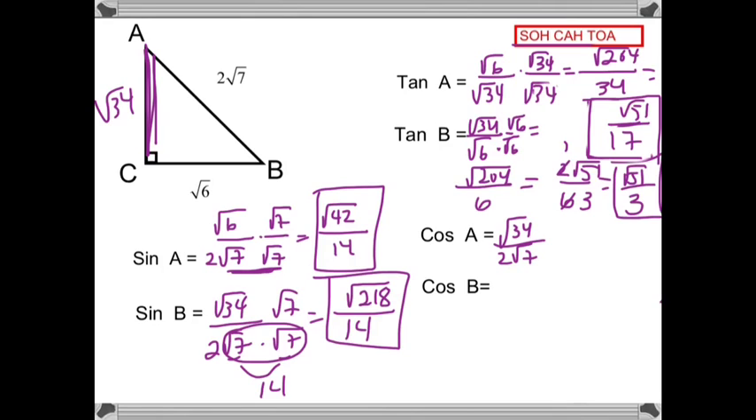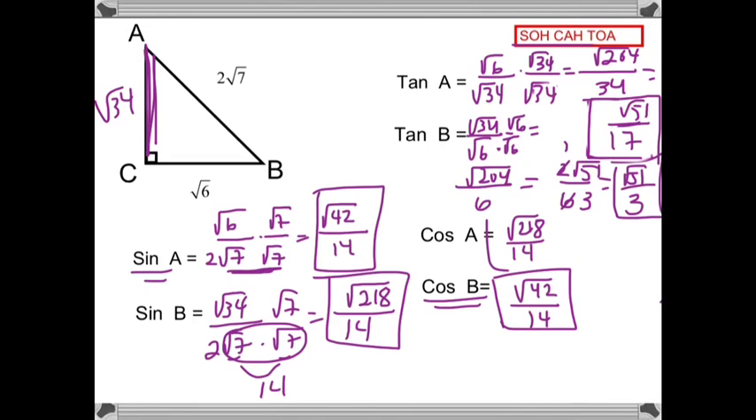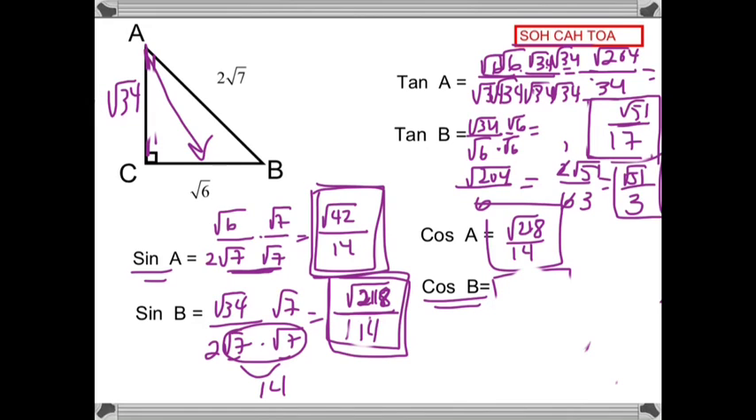All right, now actually, you know what? We don't even need to figure that out because we said that the cosine of A is equal to the sine of B. So the sine of B is square root of 218 over 14, okay? And the cosine of B is the sine of A. So that would be square root of 42 over 14, okay? So that's all of our ratios. All right, let's try another problem here.